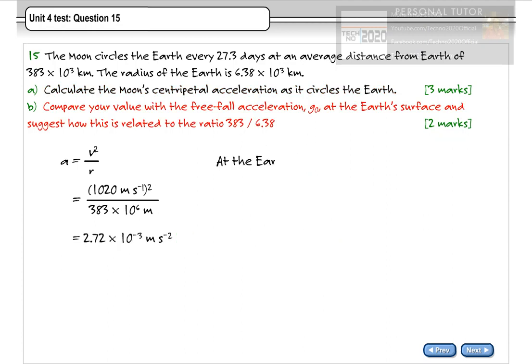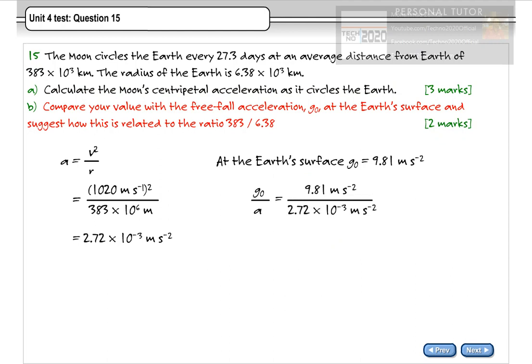In Part B, at the Earth's surface, the free fall acceleration, g0, is 9.81 metres per second squared. Dividing the two accelerations gives the required comparison. The ratio 383 over 6.38 given in the question is about 60. The square root of 3,606 is about 60. So the ratio of the gravitational fields, 3,606, looks to be close to the inverse square of the ratio of the distances from the centre of the Earth.